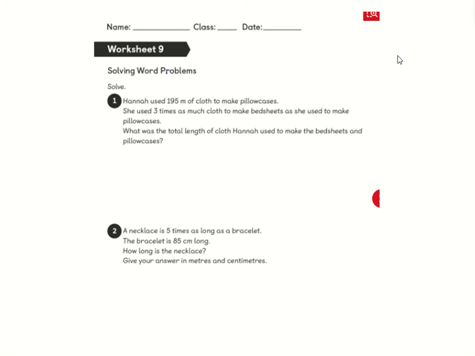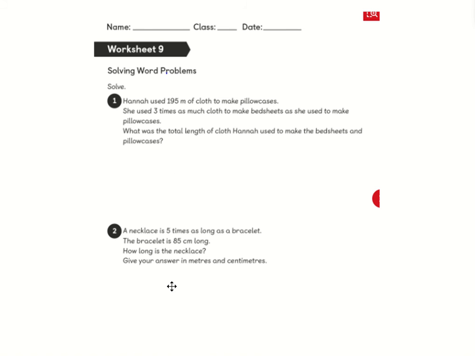Number 1, Hannah used 195 metres of cloth to make pillowcases. She used 3 times as much cloth to make bed sheets as she used to make the pillowcases. What was the total length of cloth used to make the bed sheets and the pillowcases? So you're after the total length. You've got plenty of space in your book to draw out your bar. Remember to use a ruler and set it out carefully.